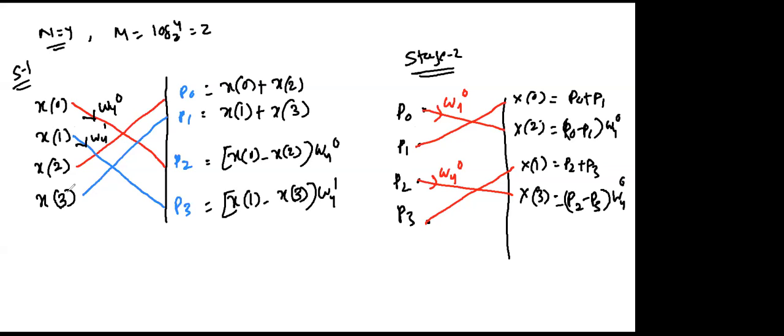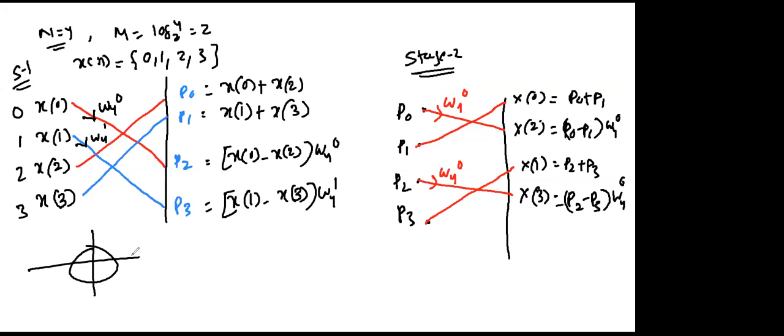Now you can take a problem. I'm not doing any problem here, but you take anything. Take a simple problem, same x of n, like before: 0, 1, 2, 3, and you do the calculation. Now these values you people know, yes or not? This is 1, minus 1, j, minus j. So omega 4 0 all people know is 1, and omega 4 1 is minus j. Yes or not? Omega 4 1 is minus j.